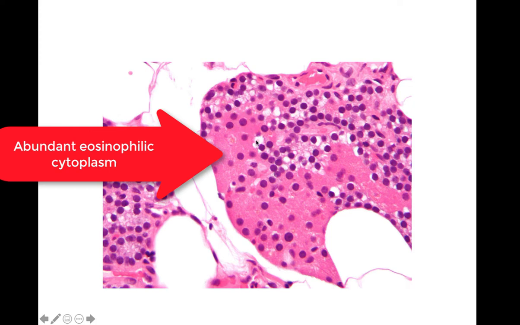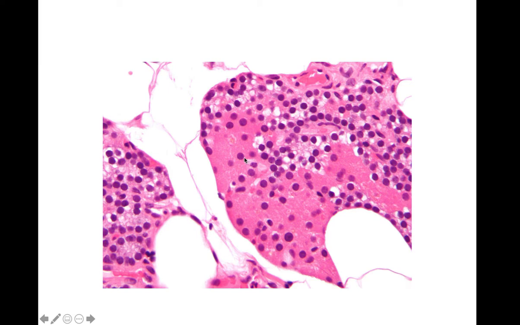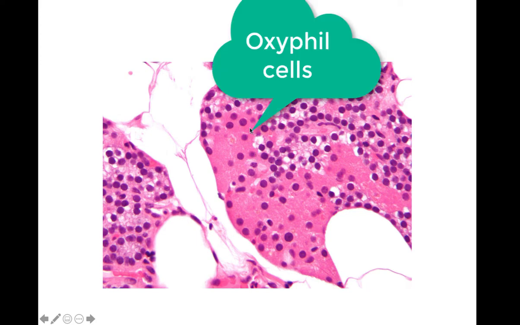If you remember, we talked about this type of cell in the thyroid, when the cell is large with a large nucleus and with abundant eosinophilic cytoplasm. In the thyroid we called them Hurthle cells. Here in the parathyroid glands, these are called oxyphil cells.